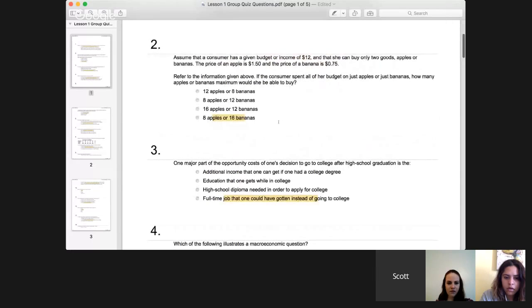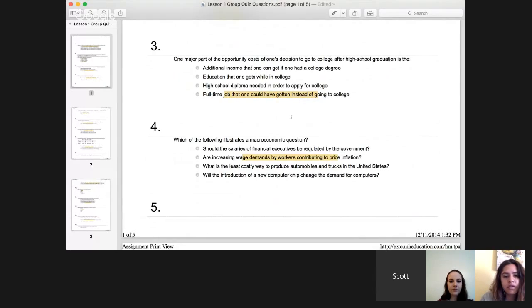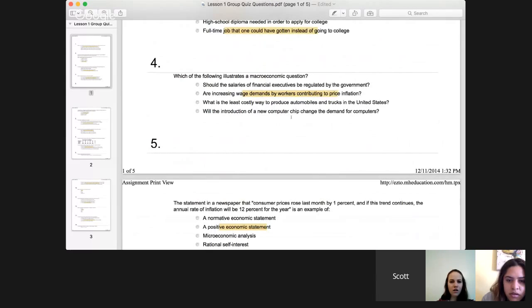So it's just pretty simple. Dividing the $12 by $1.50 to get 8 apples, and dividing by 75 cents to get 16 bananas. It's very straightforward. And for 3, I put D. Yeah, they're the same. Okay. And then 4, B.